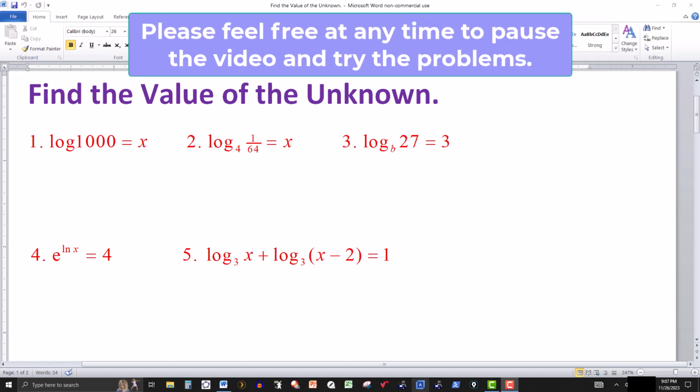In this video, we want to find the value of the unknown for these 5 problems. So we'll be using some properties of logarithms along with the definition of a logarithm.